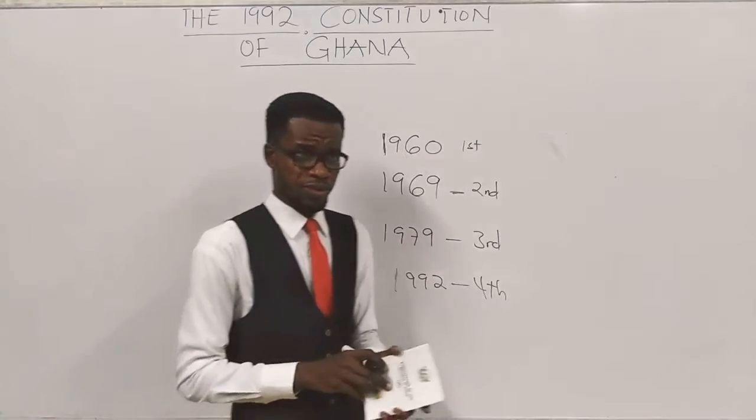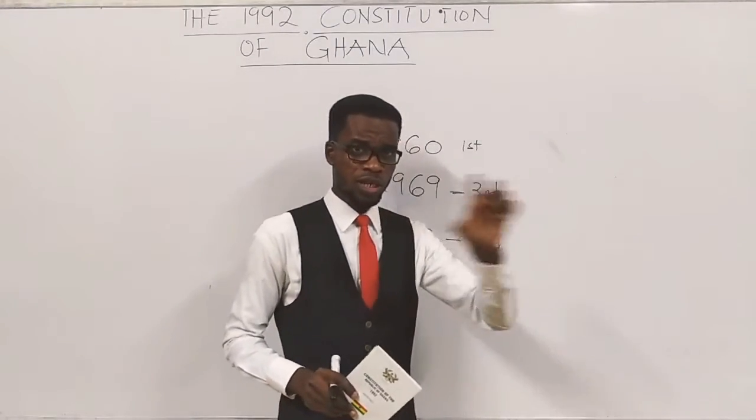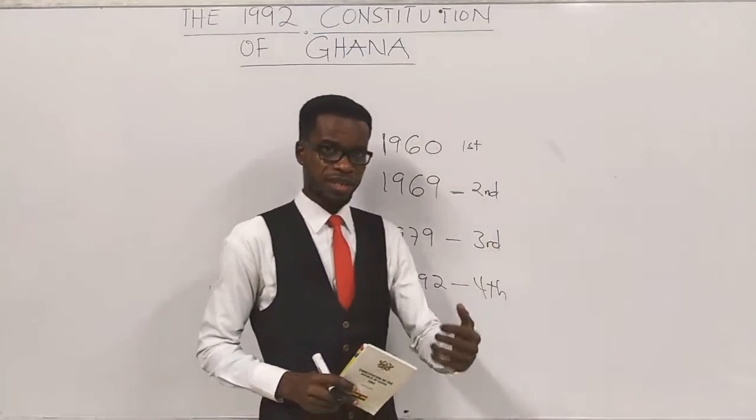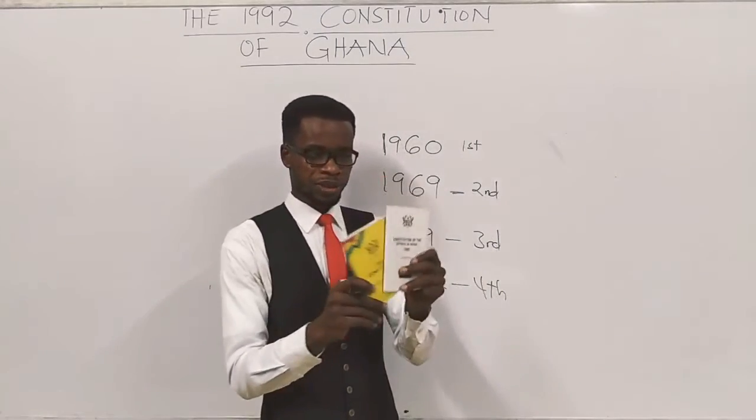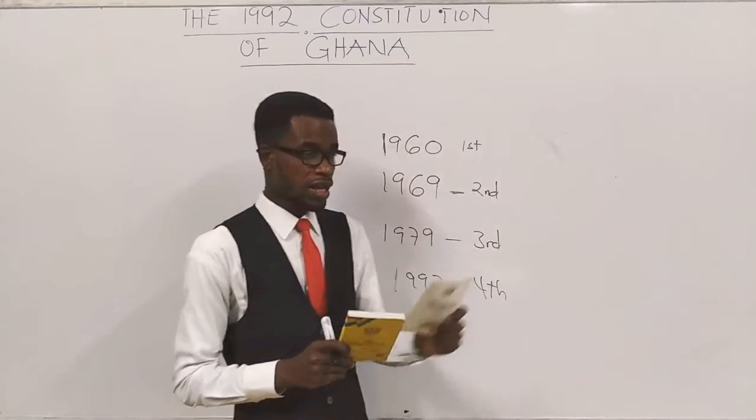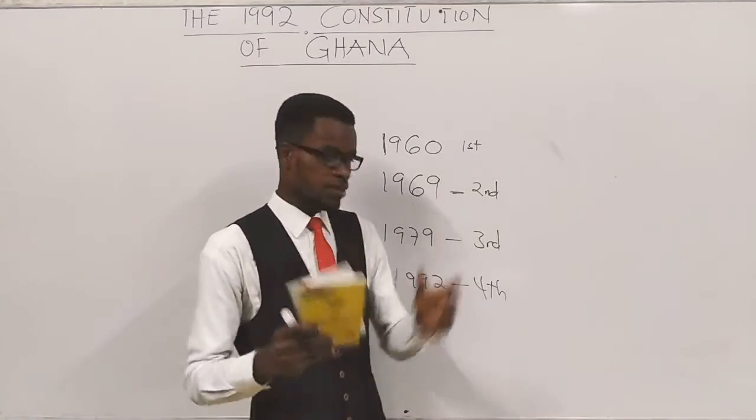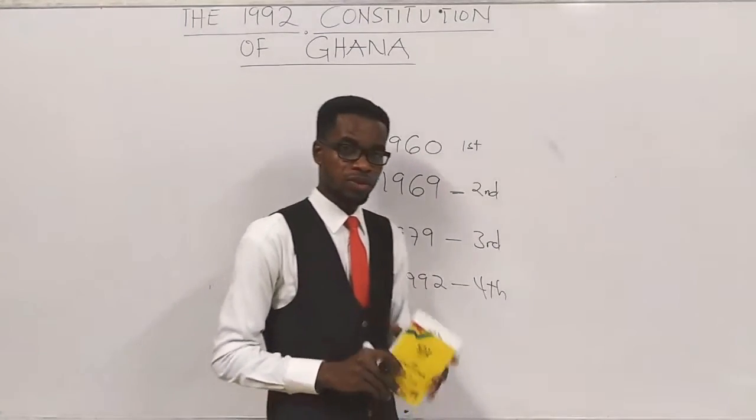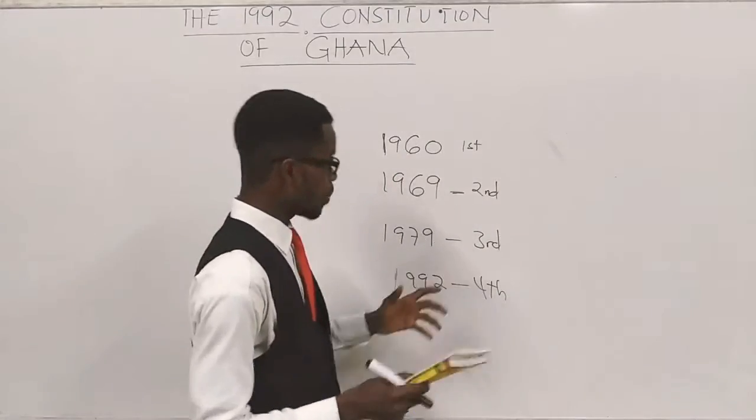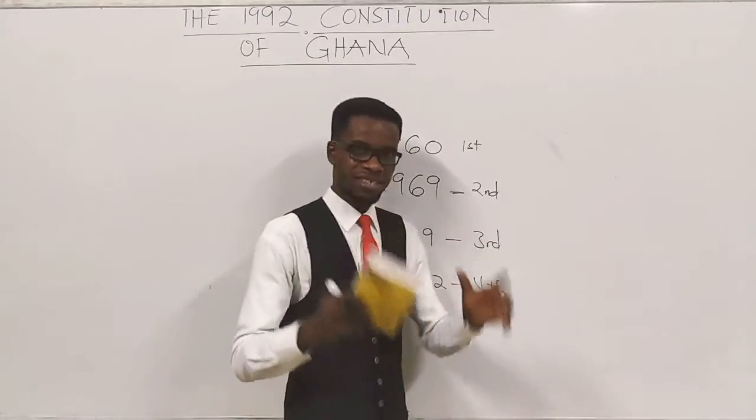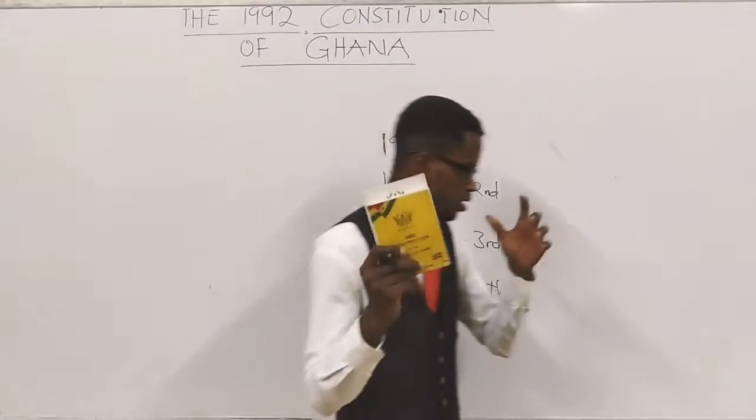Now we go into the steps quickly. Seven solid steps were taken in drawing this particular constitution, and that is what we are looking at. Let's look into them one by one. We take step 1. What happened during that step?